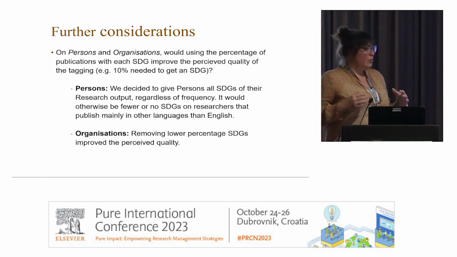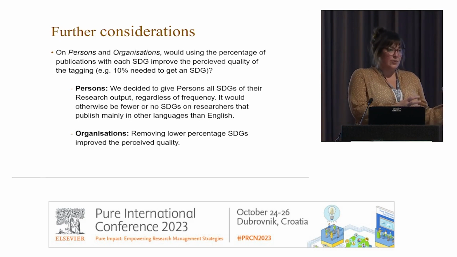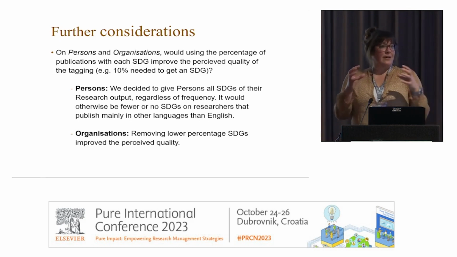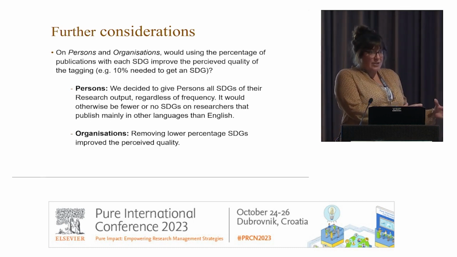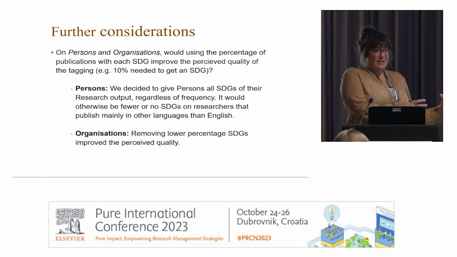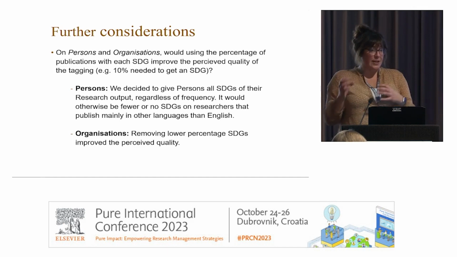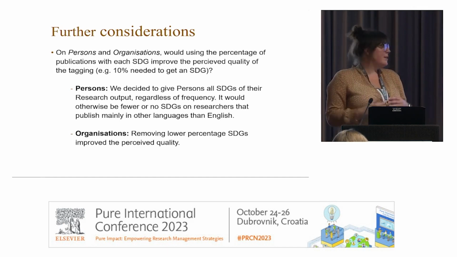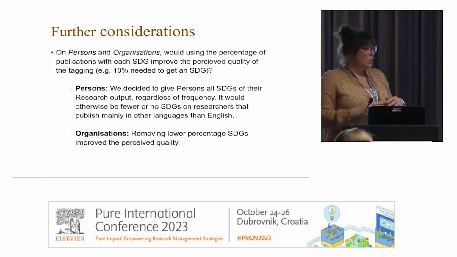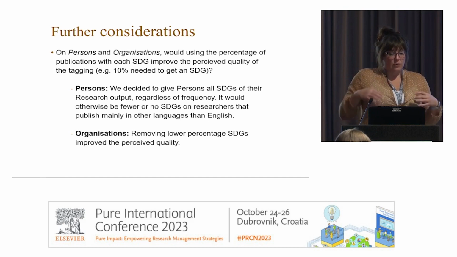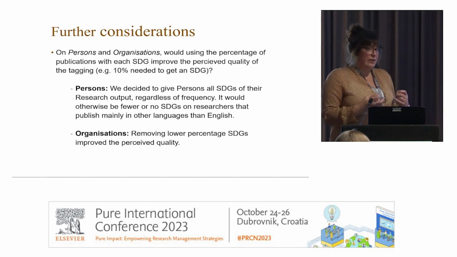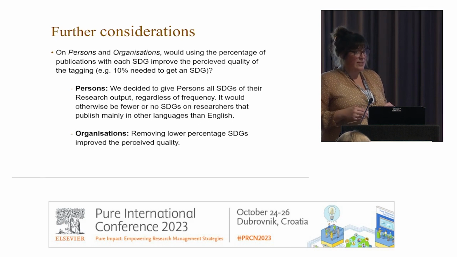elaborating a little with what percentage of a person's research output, for instance, should trigger an SDG on the person's profile. And we were playing with it. Should it be 1% of your publications that have a specific SDG in order to get it on your profile, or should it be 10%? But in the end, we decided to give all persons all SDGs related to their profile, because we realized there would be very few or maybe no SDGs, especially for those researchers that mainly publish in a language other than English.